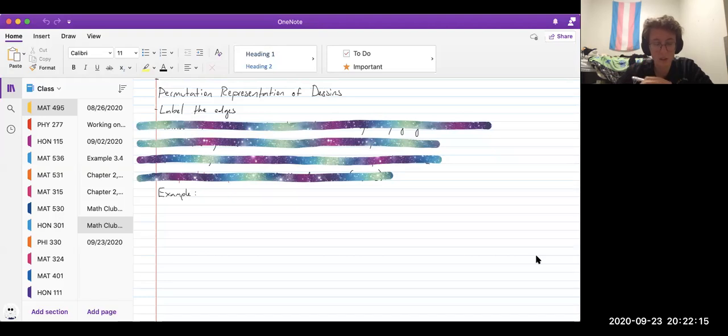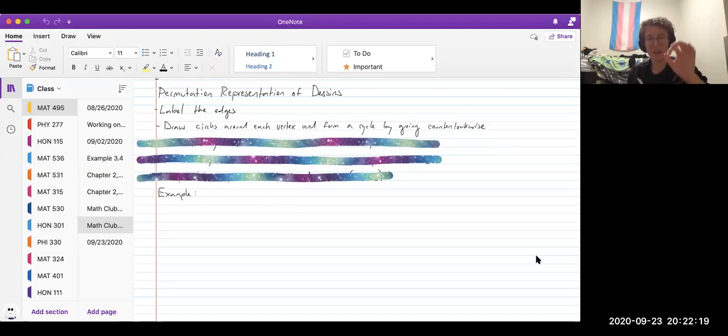So first you label the edges, then you take a little circle around each vertex, and you write out a cycle by listing the numbers of the edges in the counterclockwise direction.